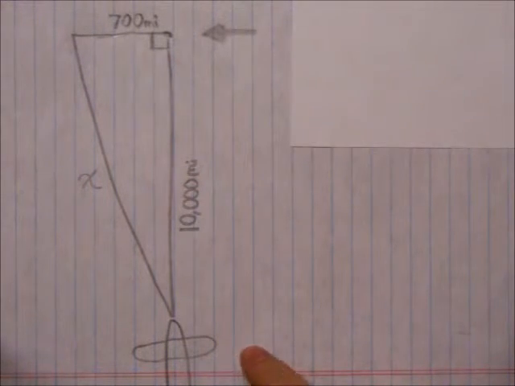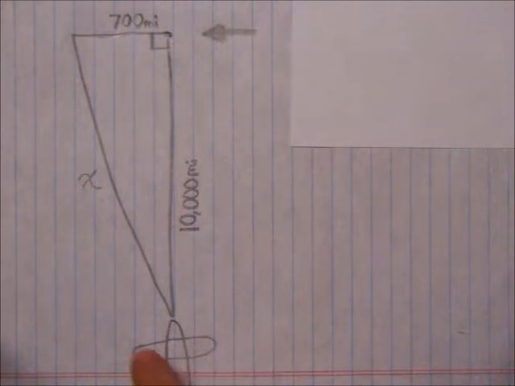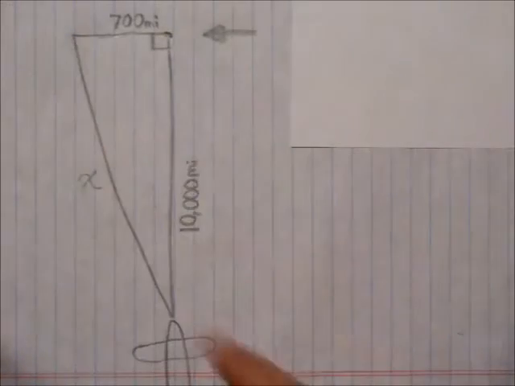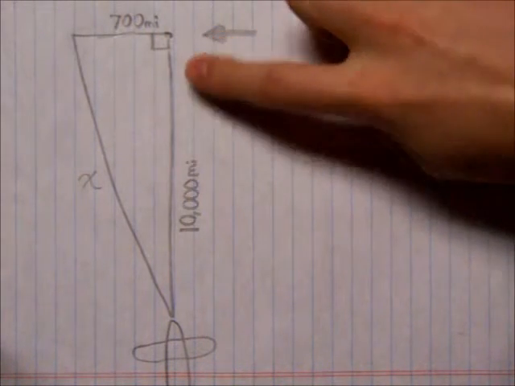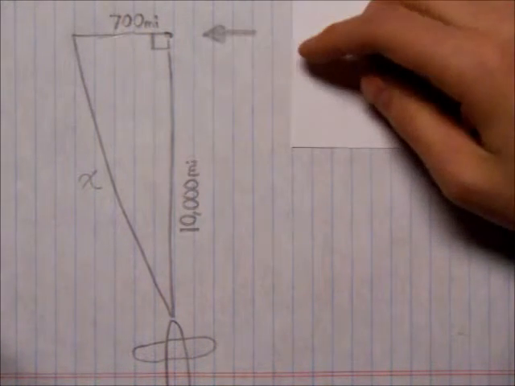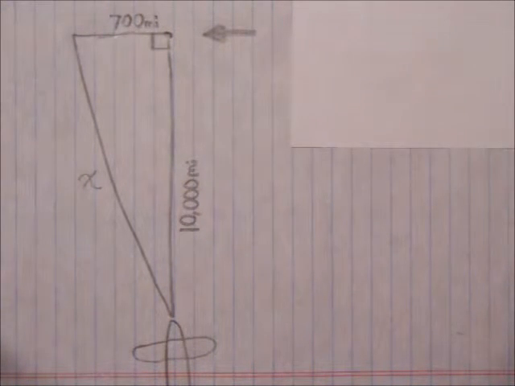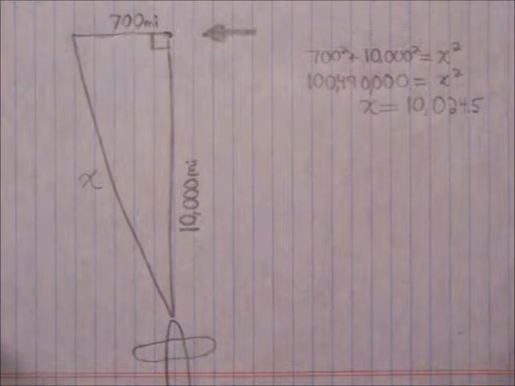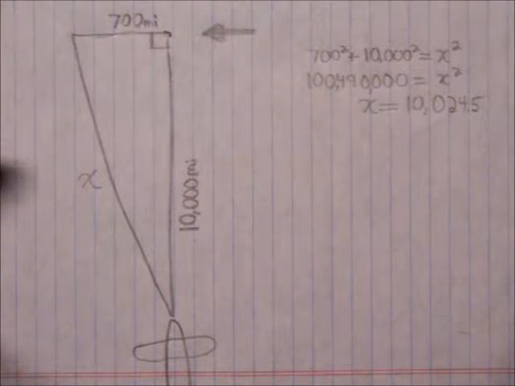Alright, now we've figured out how far west the wind will push us. Now we want to figure out what the distance is from here to here. We already know that this is a right triangle because the wind is blowing perpendicular to the flight of the plane. So to figure it out, all we have to do is use the Pythagorean theorem. X turns out to be 10,024.5 miles.